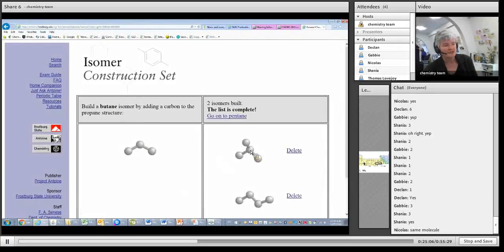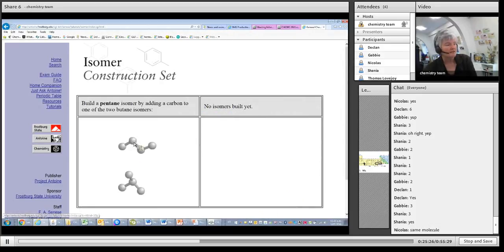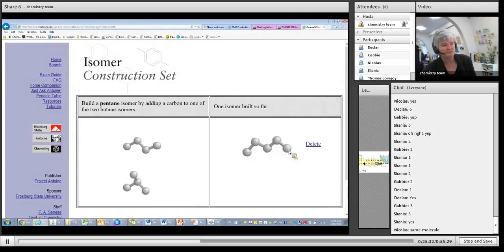And can you see I've now got 1, 2, 3, 4 carbons, 1, 2, 3, 4. So I've got the C4H10. They haven't bothered with the hydrogens on here, but can you see they are two different ones? And then you can go on to pentane. So they give you the core things to start off with, just to help you. So I could add on to the end. So that is pentane, or I could add on to there.